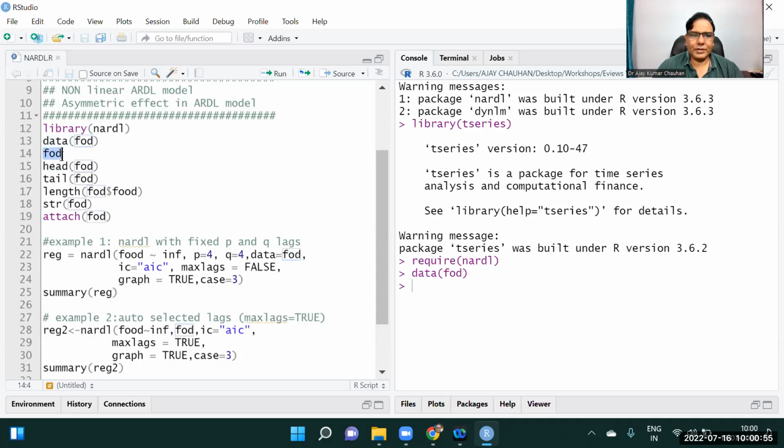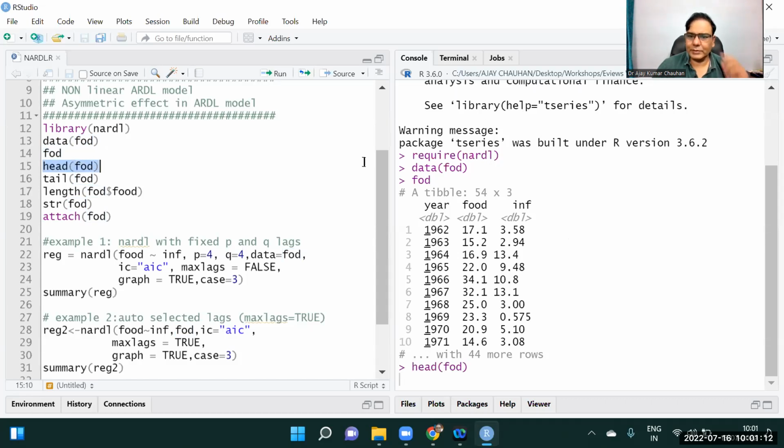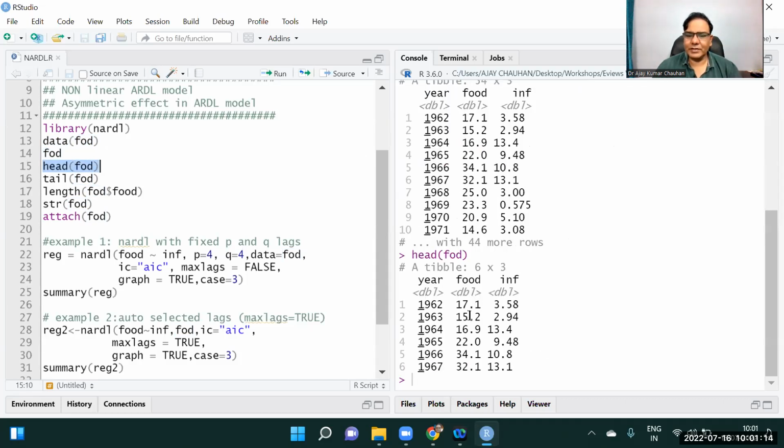The data you can see by typing the name of the data set. We have two variables here, food and INF. If we type head, we can see the top 6 observations. Head is showing you the top 6 observations in the data set.